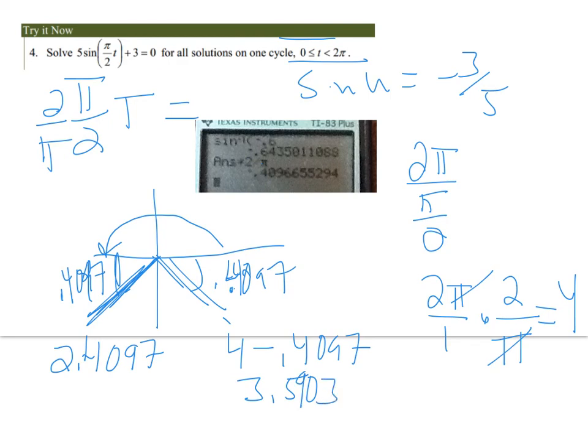So now, they told me I have to find all solutions between 0 and 2 pi, or 6.28. Since I know the period of this graph is 4, if I go around one more time to get that next coterminal angle, if I add 4 to that, I'm already over 6.28. So I'm done. These are going to be the only two solutions on that interval.